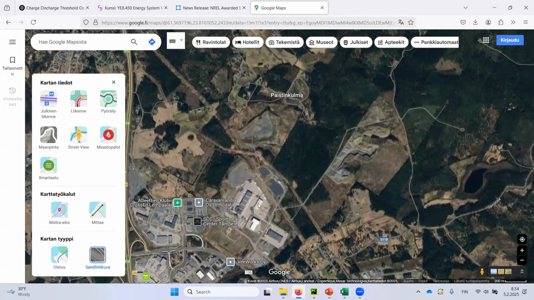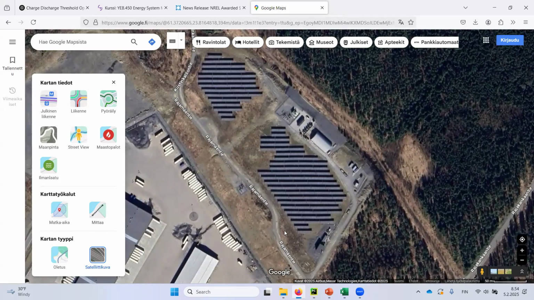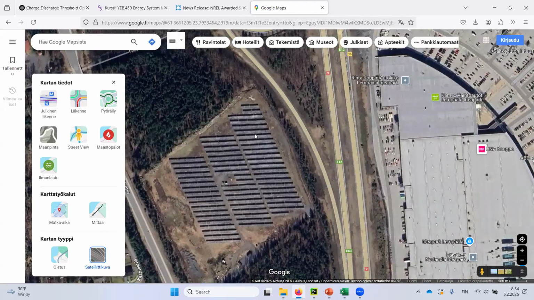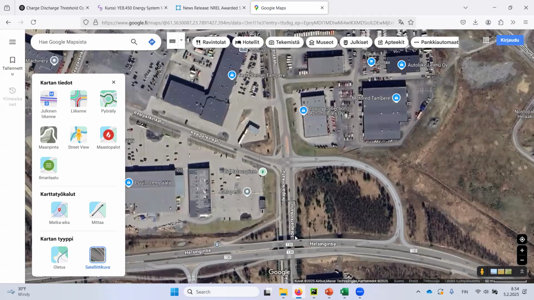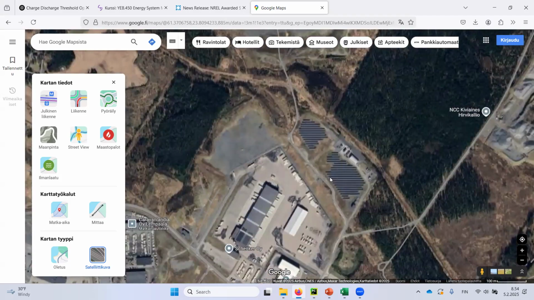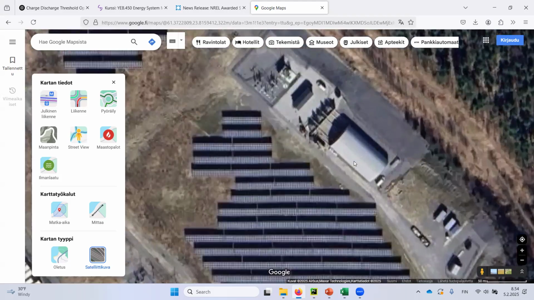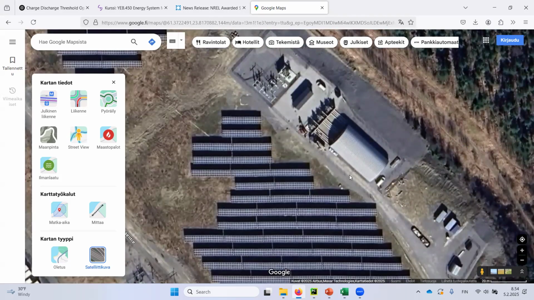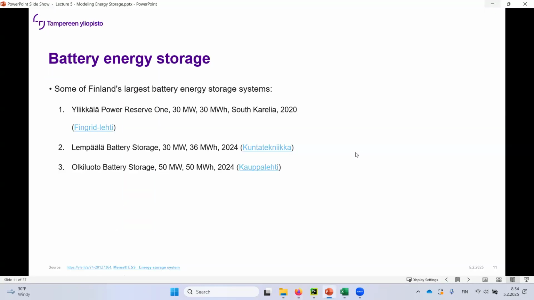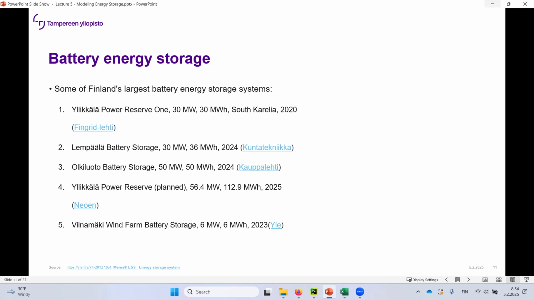There's the Idea Park, and you can see the solar energy field. The other one is on the other side of the highway, and I guess both are somewhat close to 2 megawatts of peak energy, or peak power rather. And the battery energy storage is in here. So that's the hole they are utilizing to cover the batteries. Olkiluoto has a battery storage. This Ylikkälä, this is the second one. So the first one is Power Reserve 1, and this is Power Reserve 2. So this should be a much larger one.